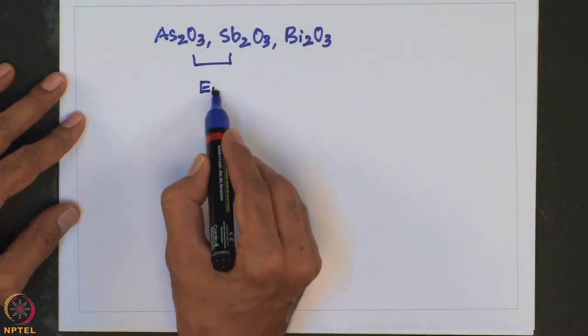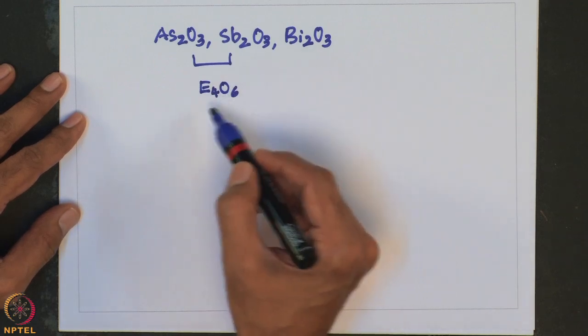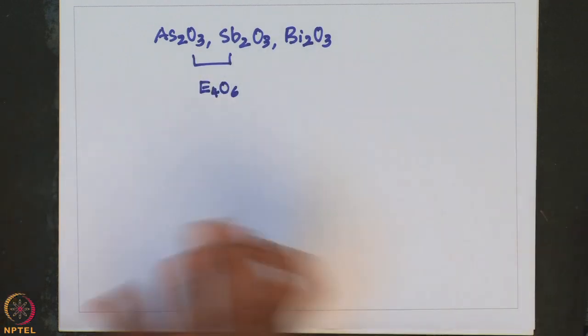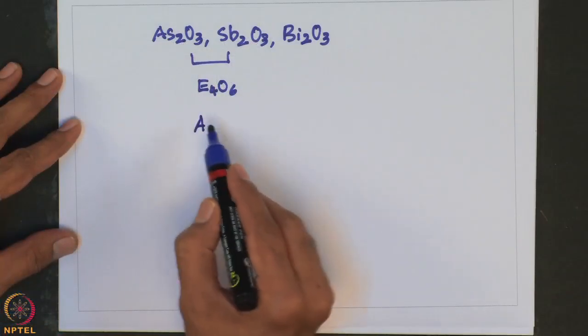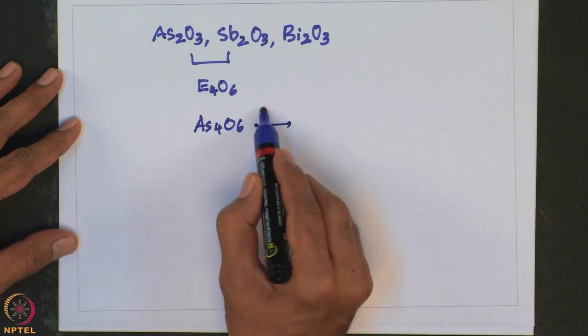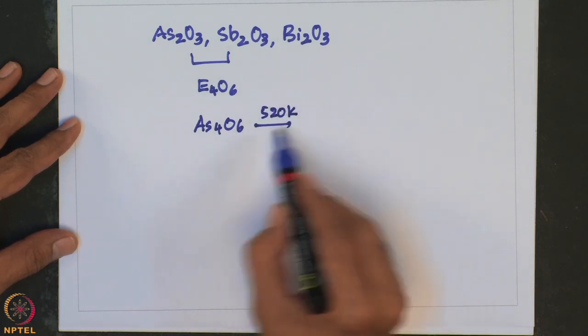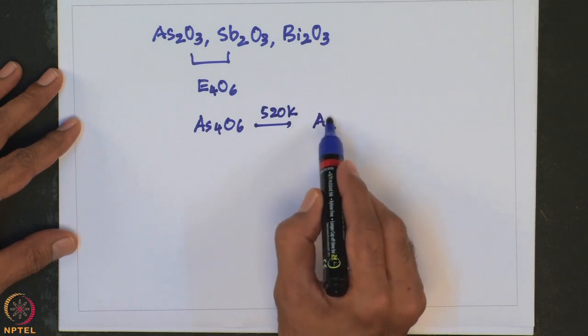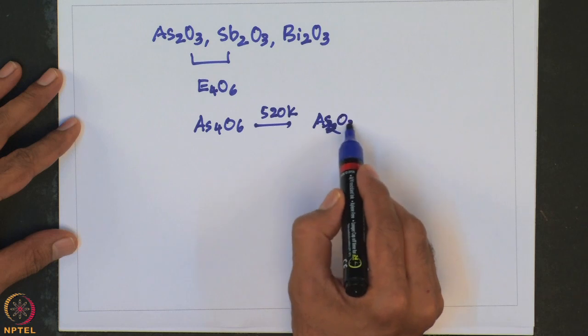In the gas phase, arsenic and antimony oxides have the molecular formula E4O6, and of course, E is arsenic or antimony. Condensation of As4O6 vapor above 520 Kelvin leads to the formation of As2O3 glass. That means, if you take As4O6 above 520 Kelvin, it leads to the formation of As2O3 glass.